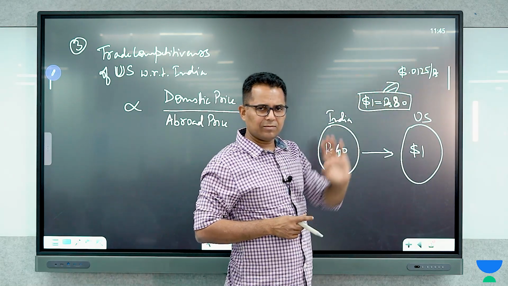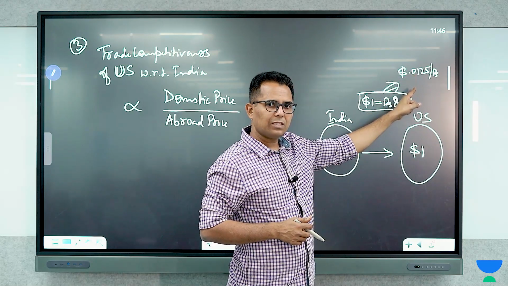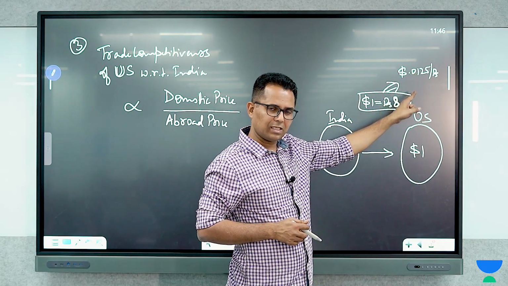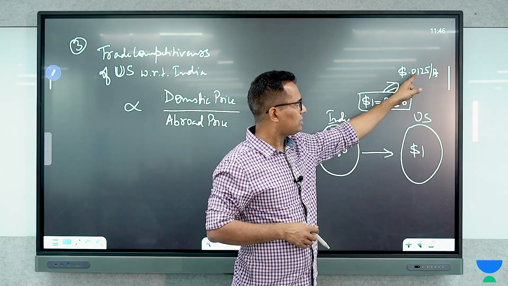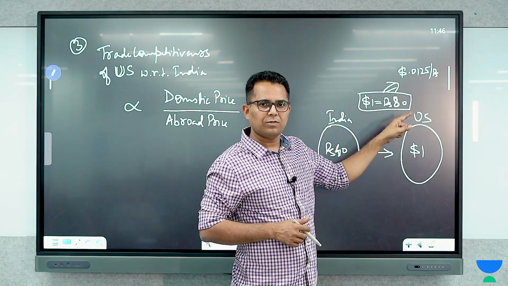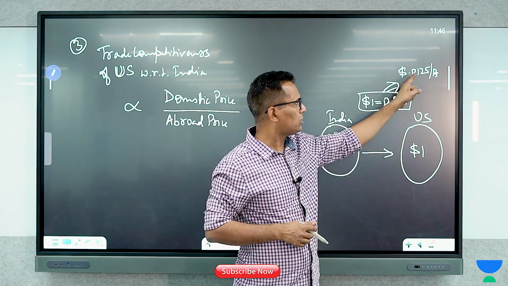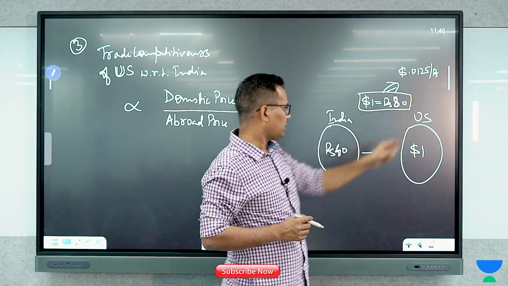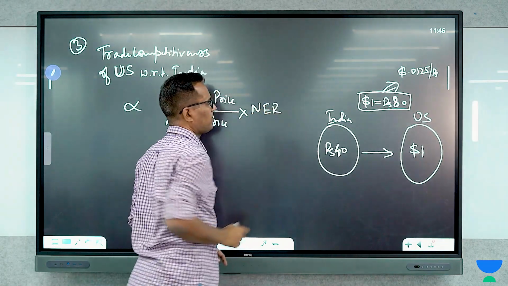Now, think of this number. If this number increases, then this number will decrease. So, when this number is decreasing, India's trade is becoming more competitive. That means, if this number increases, US trade will become more competitive. That means US trade competitiveness is directly proportional to the nominal exchange rate. Try to understand.